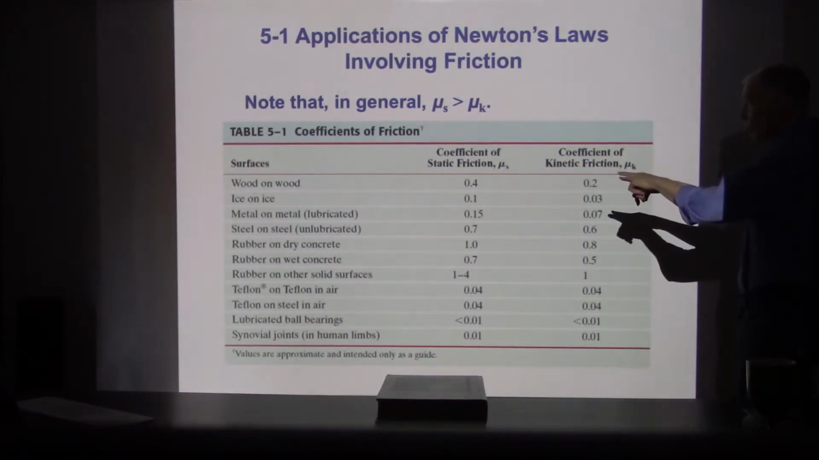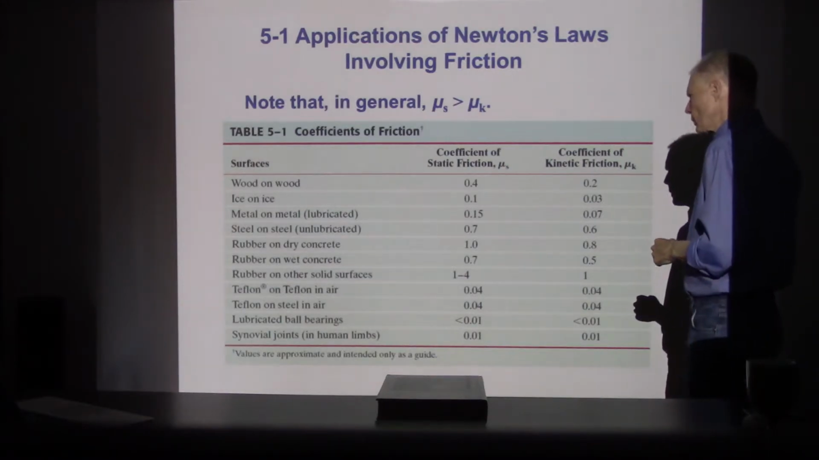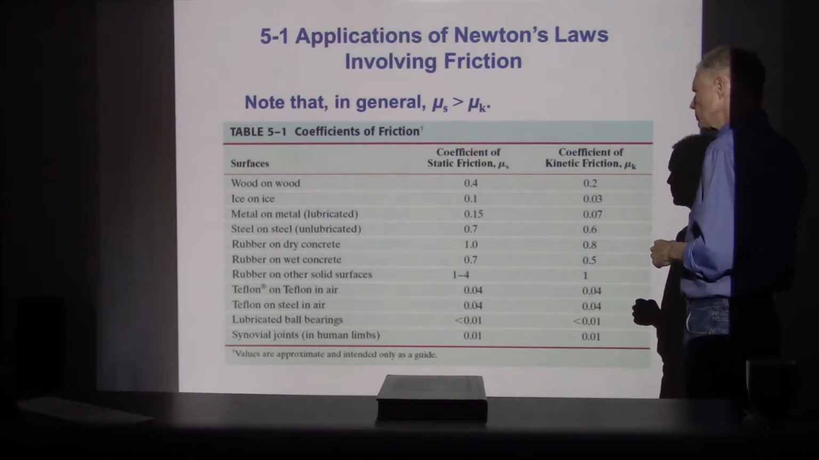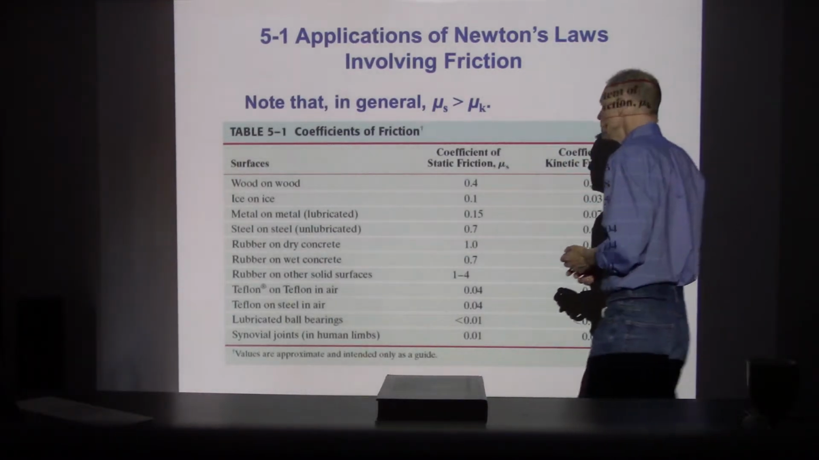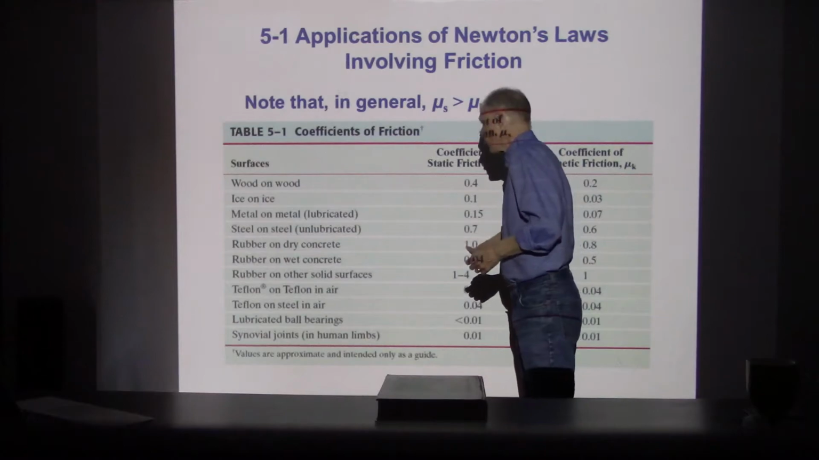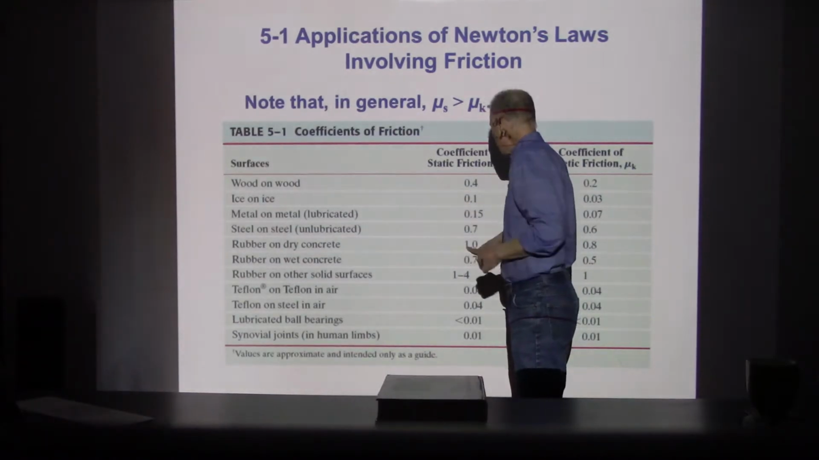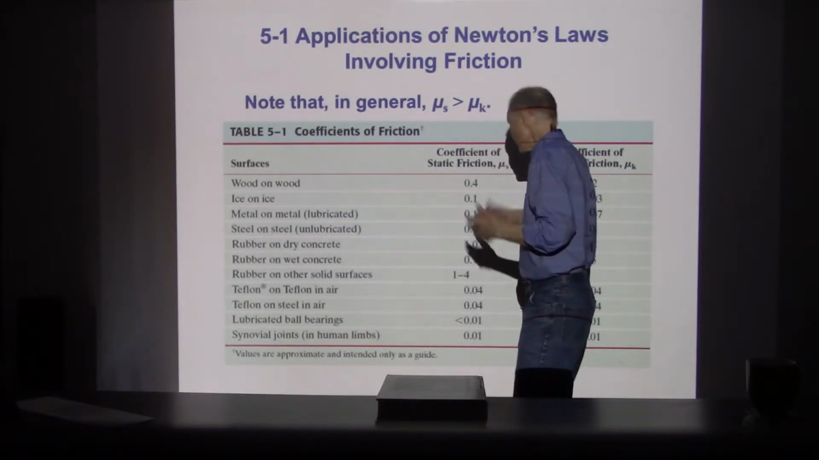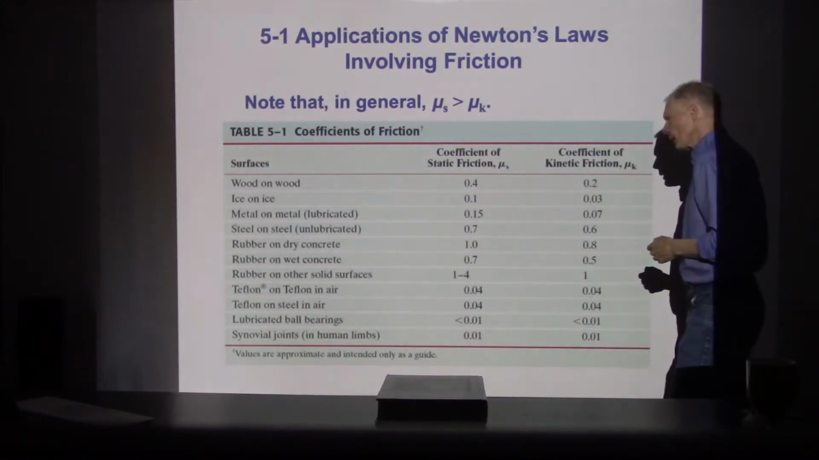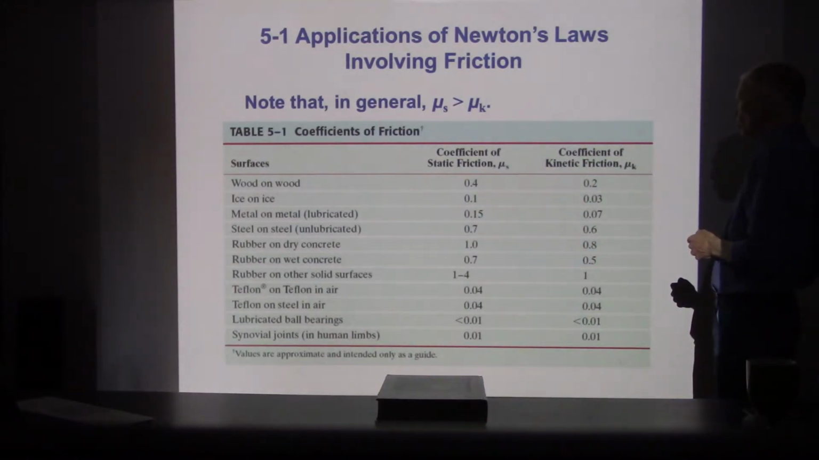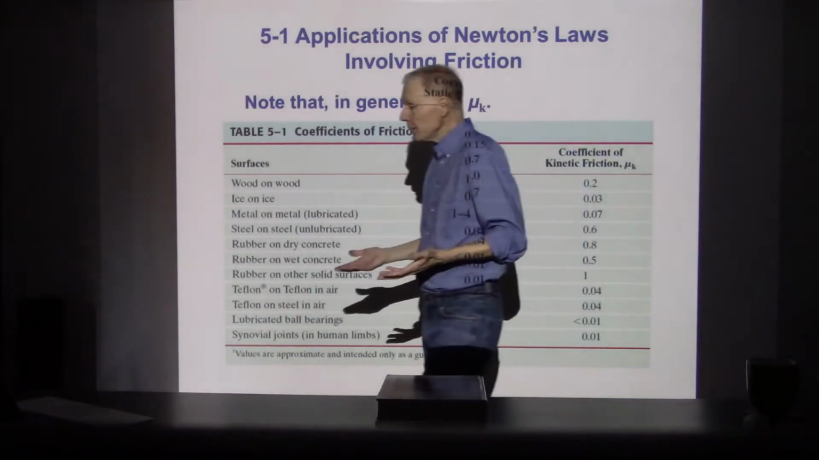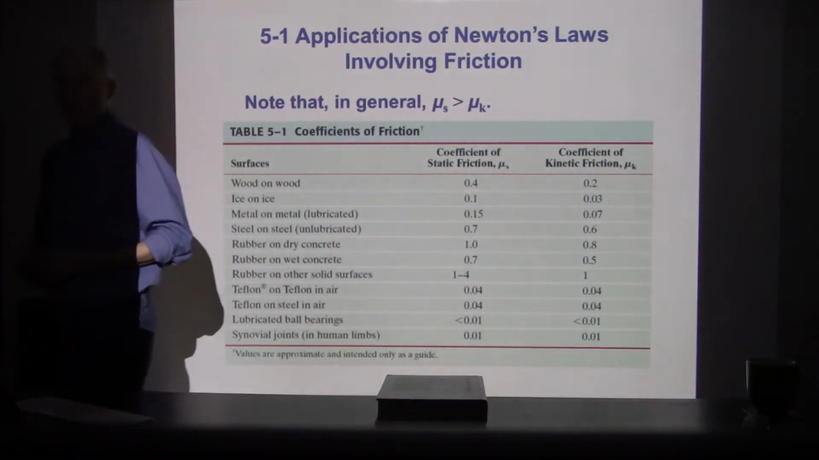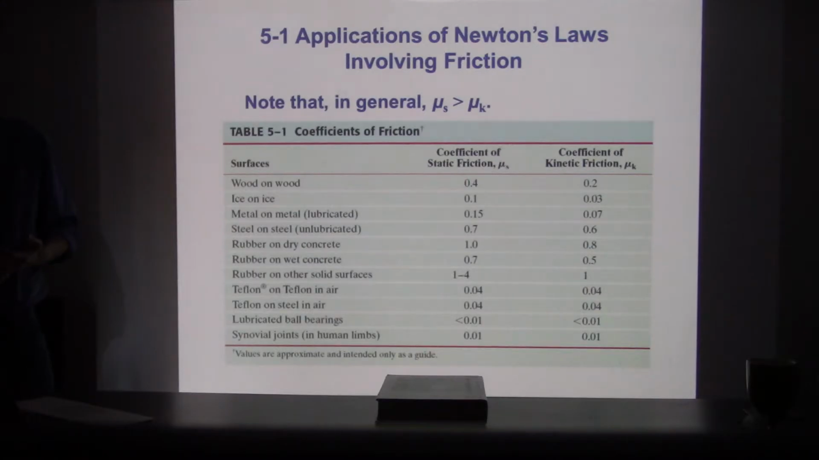Rubber on concrete. Is there rubber on asphalt? I was wondering about tires driving around. So rubber on dry concrete, maybe it's a surface. The coefficients go as large as 1, okay? What is that, 1 to 4? Rubber on other solid surfaces. Oh, I see. So tires have really large coefficients of friction. Tires are designed to have really large coefficients of friction.